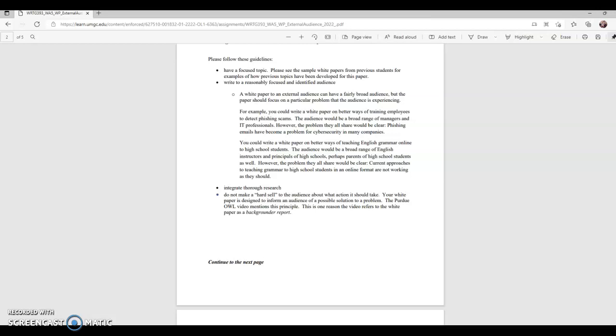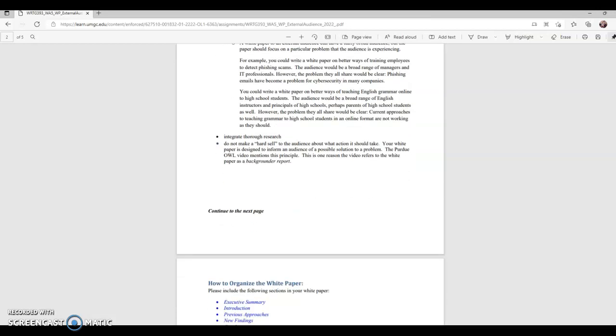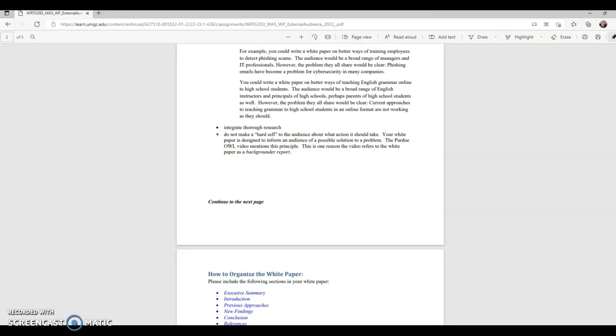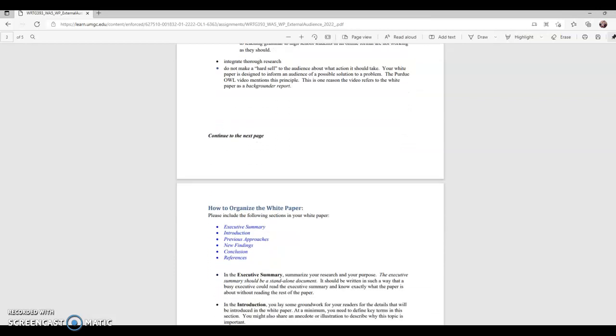Integrate thorough research, which means in most sections of the paper. And try not to force your hand. Aristotle called this pathos, this sort of emotional argument. Don't get emotional in this document. You're writing toward an external audience. You want to come across as objective. So third person point of view really is the best way to do this.